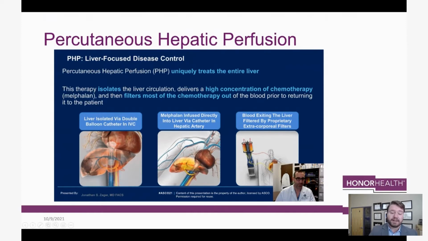They then connect the artery and the vein of the liver and hook it up to a machine, creating a separate blood flow system for the liver. Now that they've done this, they can actually circulate high doses of chemotherapy, which is typically melphalan, through the liver. And this allows them to give higher doses of chemotherapy than typically we're able to do through an IV, but also concentrate that where the cancer is, which is in the liver.